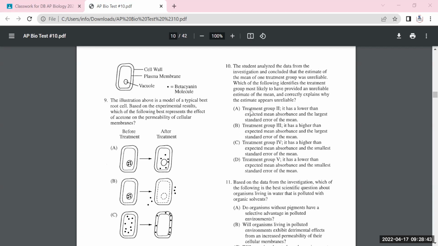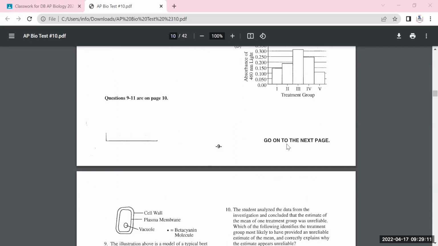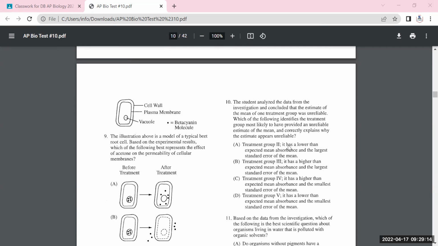Treatment group 2 has lower than expected mean absorbance and the largest standard error of the mean, right? Everything else, 3, 4, and 5, didn't seem like there was anything wrong with those. Even though you see a huge difference, 5 has a very, very small SEM value, right? So it means that whatever results you got were not too bad.